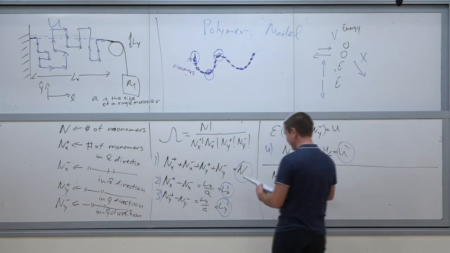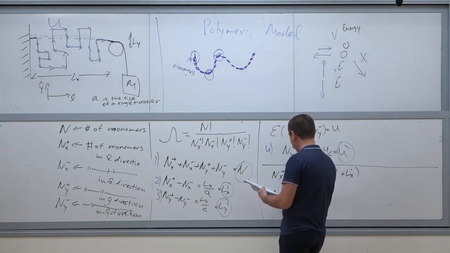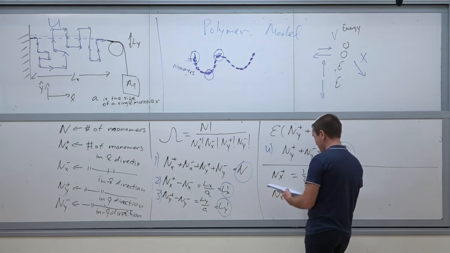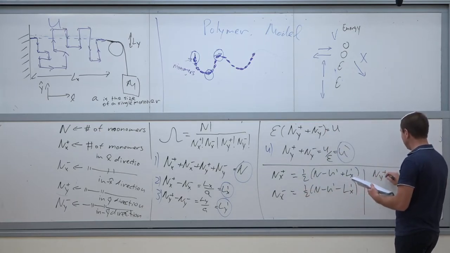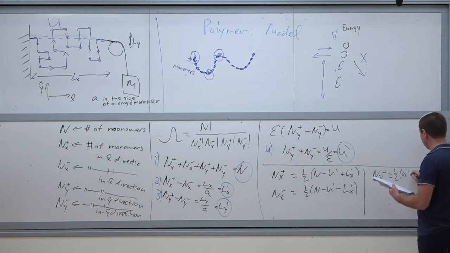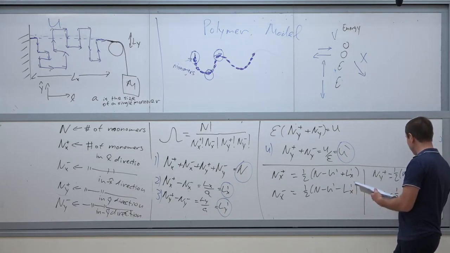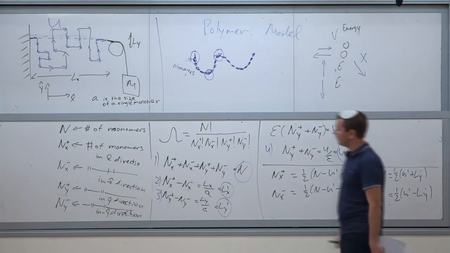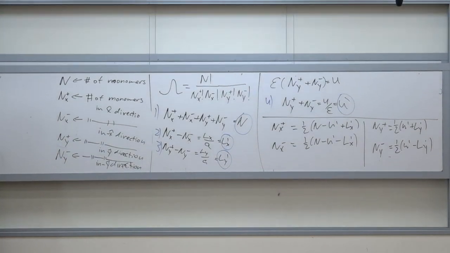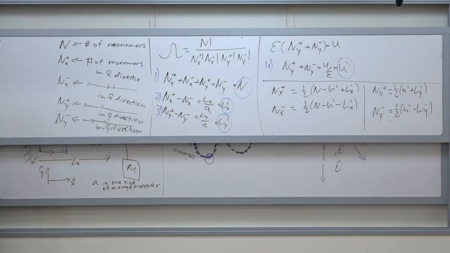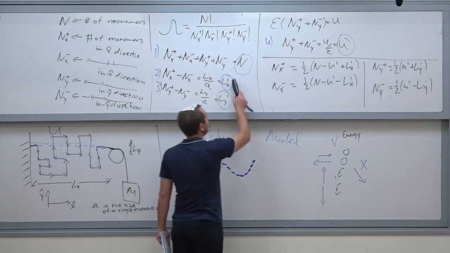So we say that n_x+ equals 1/2 (n minus U prime plus Lx prime). n_x- equals 1/2 (n minus U prime minus Lx prime). Okay, we have n_y+ equals 1/2 (U prime plus Ly prime), and we have n_y-, right, equals 1/2 (U prime minus Ly prime). Okay, so now we can write, finally, the number of states of this polymer model by using the quantities that we want to describe the physics with.